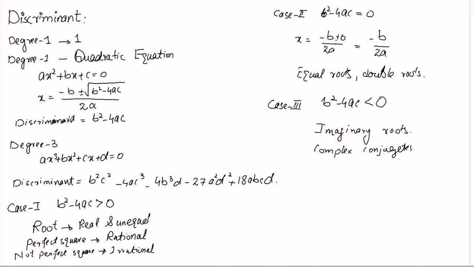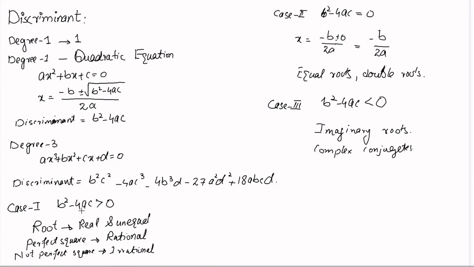So let me summarize the discriminant. The discriminant is a function of the coefficients only. As you can see in the discriminant of the quadratic equation, b square minus 4ac, it has no variable involved in it. As you can see in the discriminant of degree 3, it has no variable involved in it. So the discriminant is a function of the coefficients only.